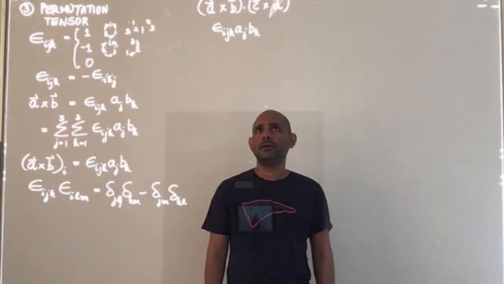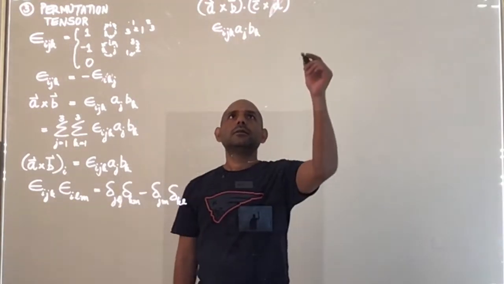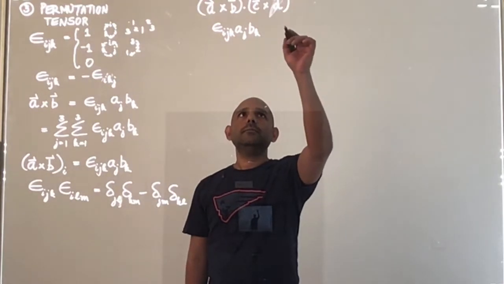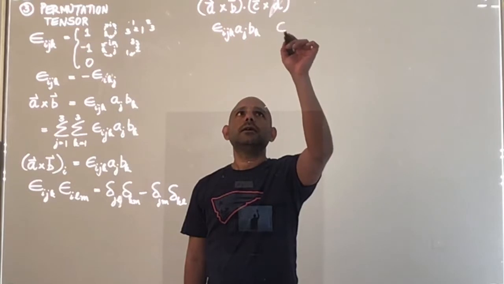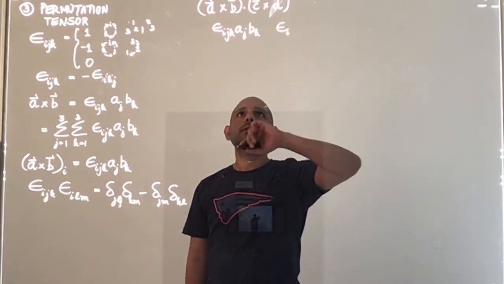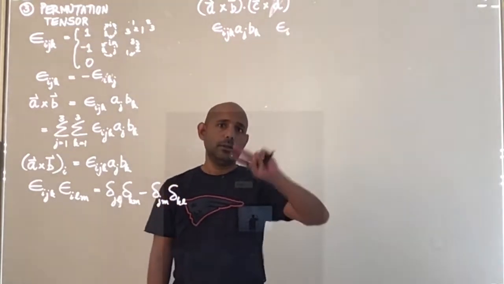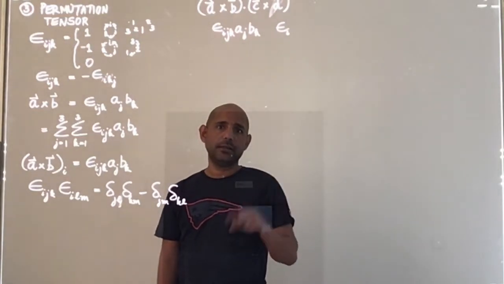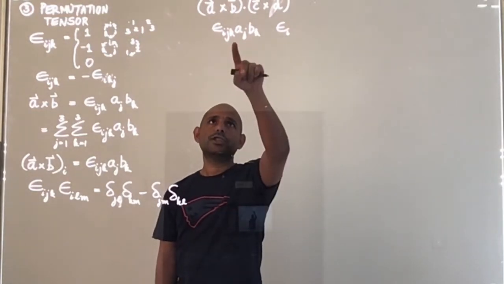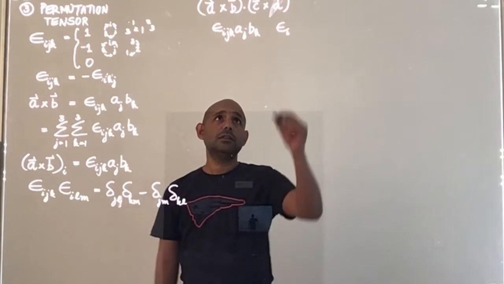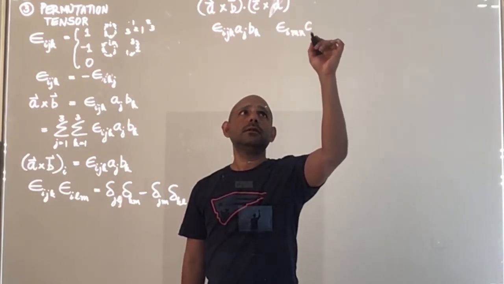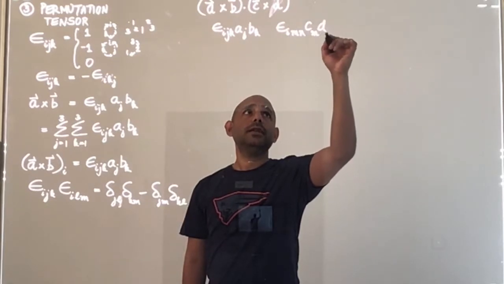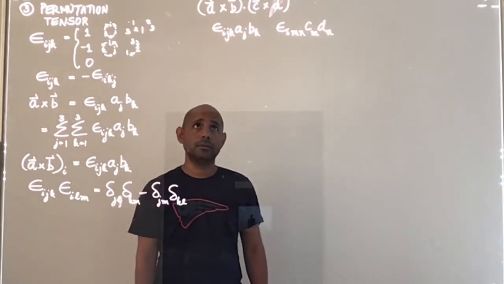C cross D, ith component is epsilon I. Remember that you can only have two repeated indices, so I can't use J and K anymore, so I'll use M, N, Cn, and Dn. Okay?